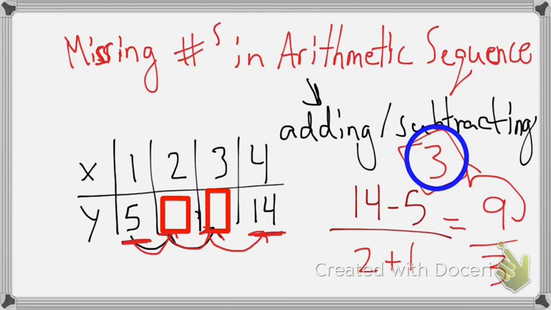So if we know now we have to add 3 every time, that's easy. This is 8, this is 11, and then plus 3 again would be 14. So it's last minus first, divided by the empty spaces plus 1 every time.